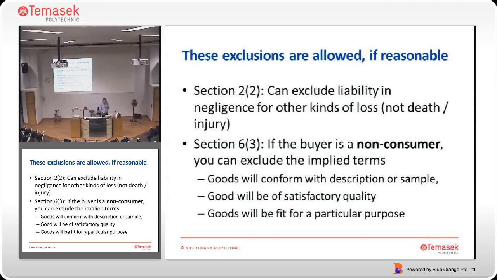Section 6(3), if the buyer is a non-consumer, that means a business, you can exclude. Why is there a difference for consumer and non-consumer? Yes, better bargaining power, and you also assume that you will have some legal advice when you are negotiating contracts. That means you go in with your eyes open. The consumer is usually less protected, and the bargaining power is not so great compared to a big store. So that's what they are looking at.